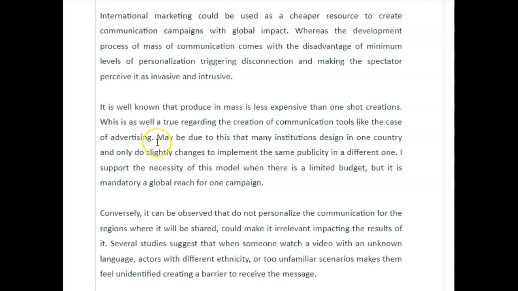Okay, this may be due to, you mean maybe as one word? Okay, maybe due to this, many institutions design in one country and only do slight changes to implement the same publicity in a different one. I support the necessity of this model when there is a limited budget, but it is mandatory a global reach for one campaign.